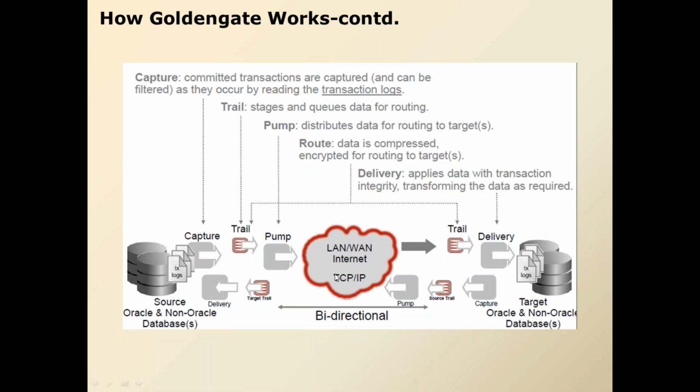Along with that, you have the storage of this data. There are two types of trail files. One is the local trail and the second is the remote trail. The local trail stores the data that the capture process captures, and the remote trail stores the data that the pump process is sending over the TCP/IP network.